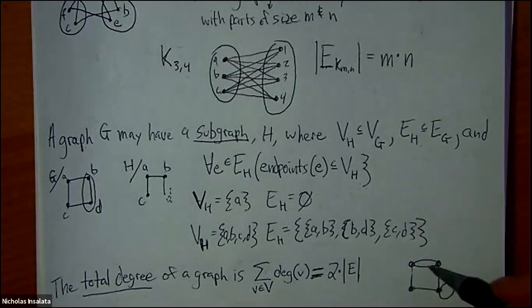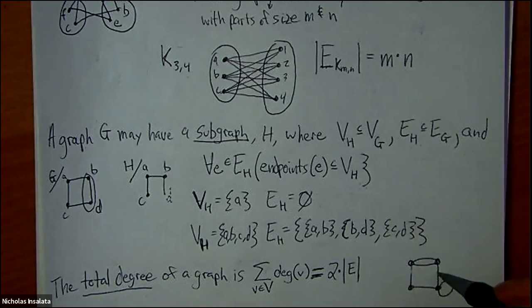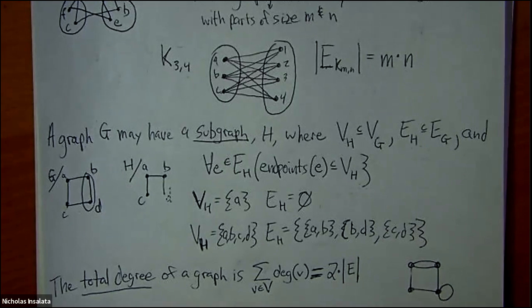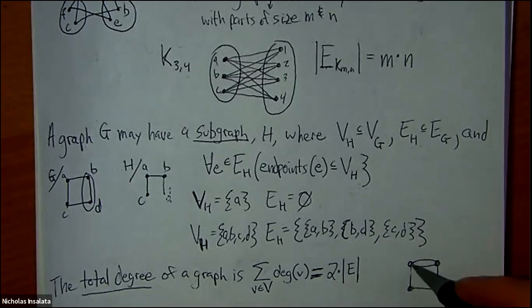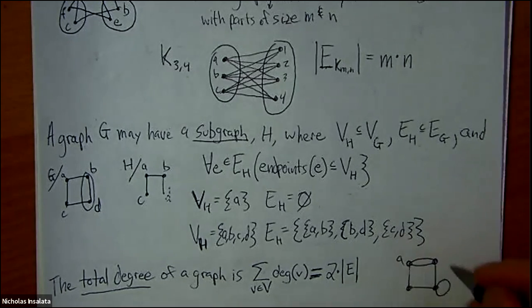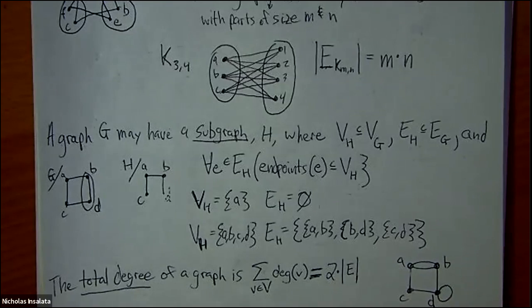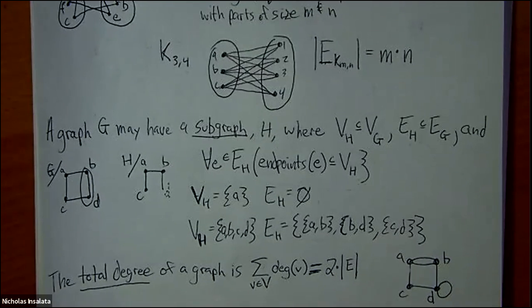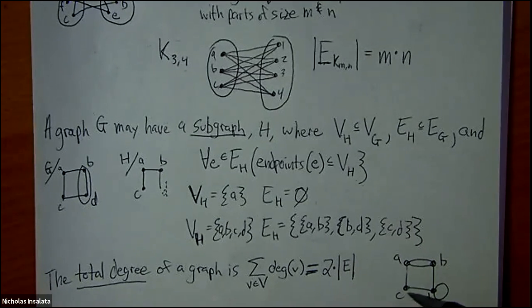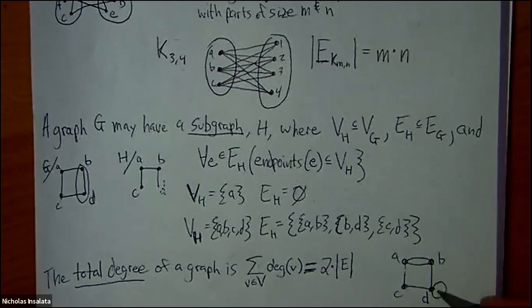6, right? 1, 2, 3, 4, 5, and then the loop makes 6. And what's the total degree? Well, let's count. What's the degree of A? 3. B is also 3, right? How about C? 2. And how about D?